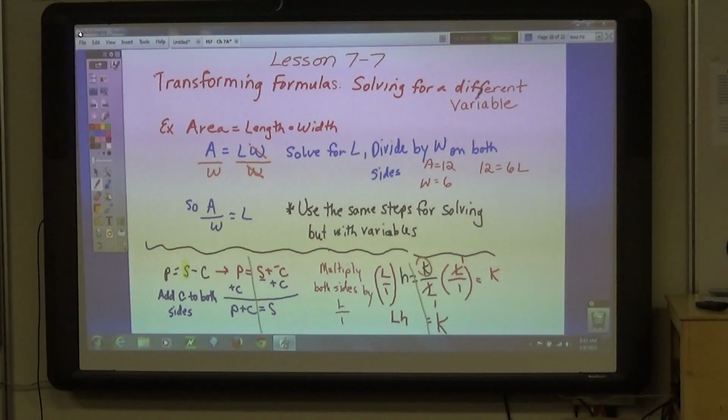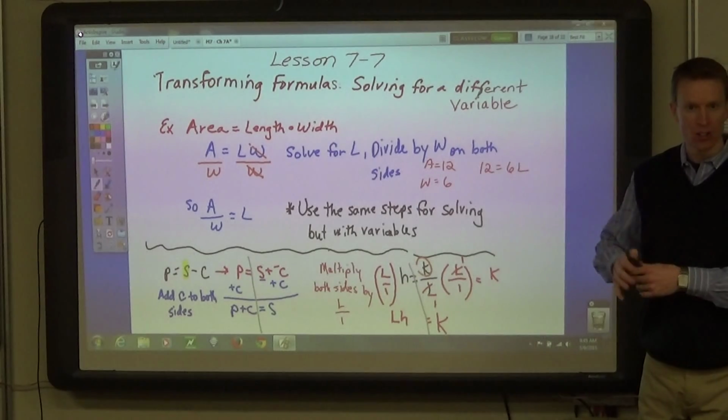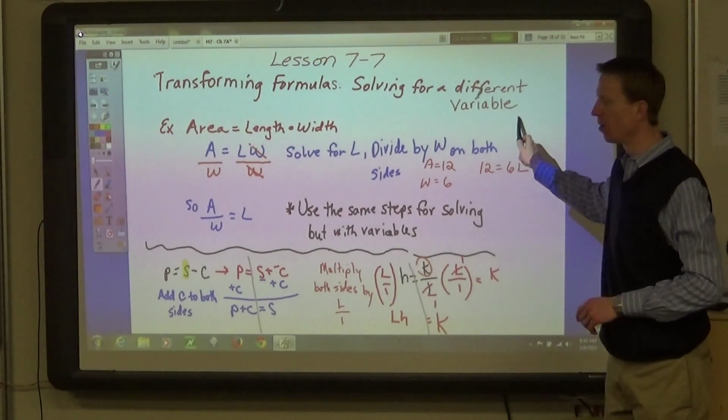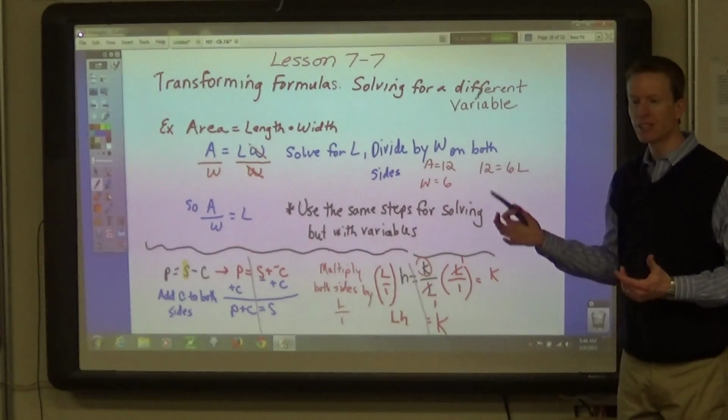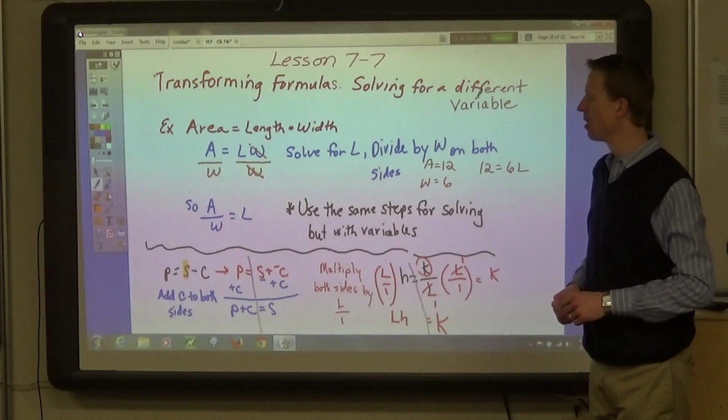All right, 7th graders, we're going to go through lesson 7 on transforming formulas. Transforming means changing, right? Changing the formula so that it is solved for a different variable. And we're going to use formulas that you're familiar with. All right, look at this first formula.